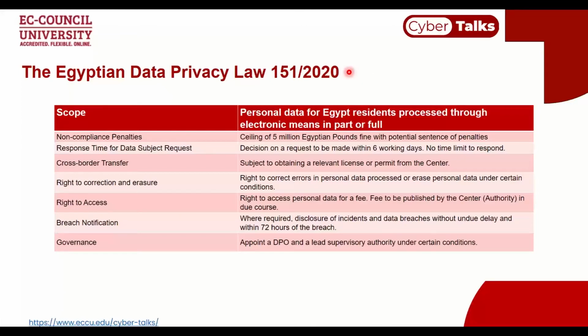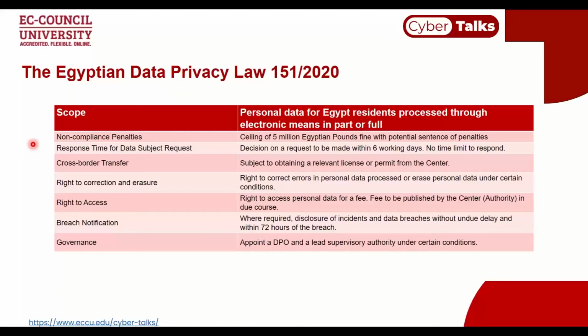The law in brief is similar to the GDPR with some differences highlighted here. The scope: the law applies to the electronic personal data of Egyptian residents and nationals. The non-compliance of the law has a penalty ceiling of 5 million Egyptian pounds, which is around 300,000 US dollars. Yet it has as well a potential jail time of at least 6 months.